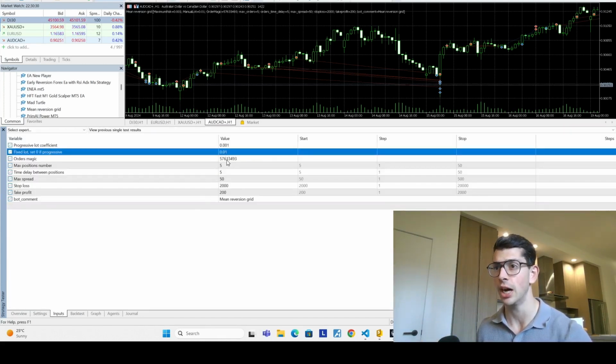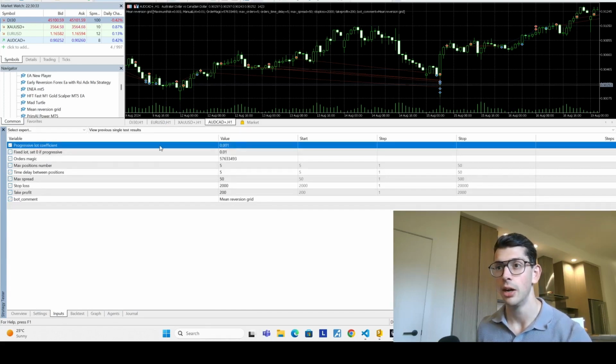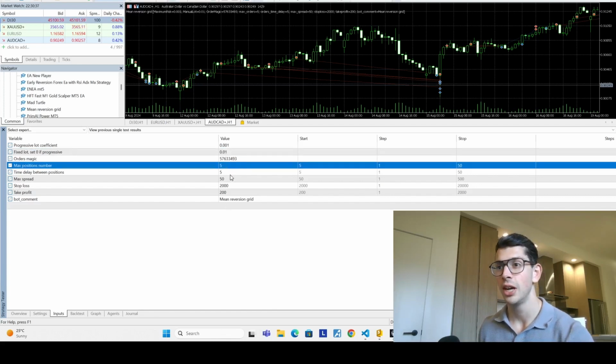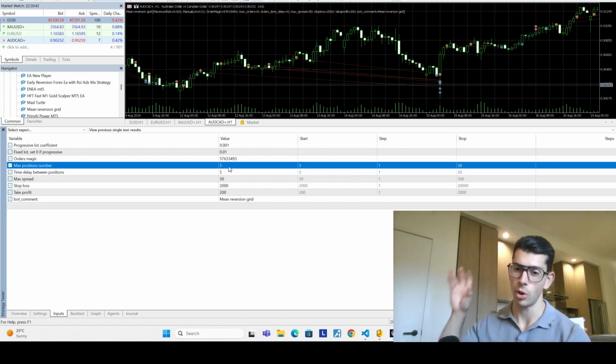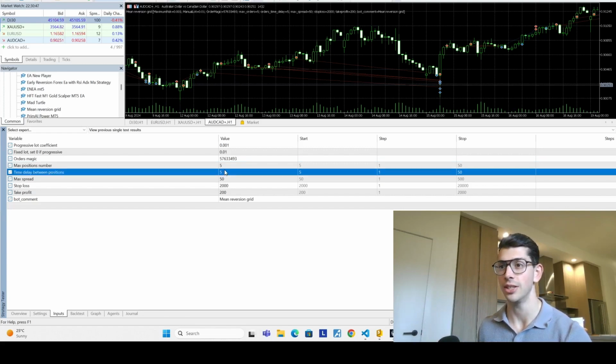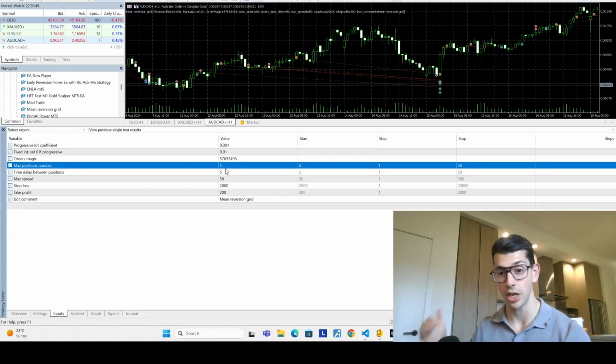Under inputs, you can also see progressive lot coefficient, fixed lots set 0 or progressive. You're able to essentially set a max number of positions too. So a lot of this comes down to the risk management features behind it. The most important thing here is max position number. You're not allowing it to open more than 5 positions in a row. And why this is pretty interesting is that it's preventing the total risk from becoming excessive. And this is pretty key because if it was allowed to open, let's say 10 positions, 20 positions, then all of a sudden you can get into quite a bit of trouble.